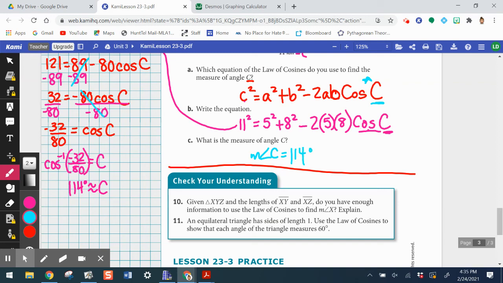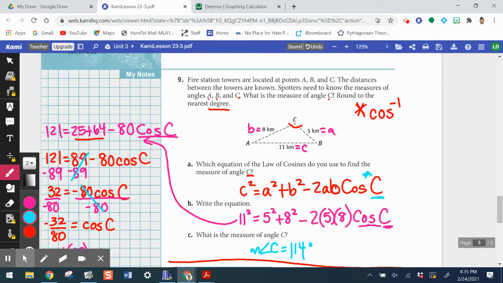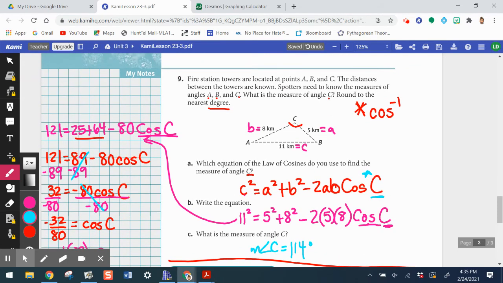So just like the law of sines, we can use the law of cosines to find missing sides like we did in the previous problem, or missing angles like we see here. And of course, if you're wondering how you find the measure of angle A or the measure of angle B, pick one of the two, and then just like we did for angle C, choose the equation that would help you find the measure of angle, for example, B.